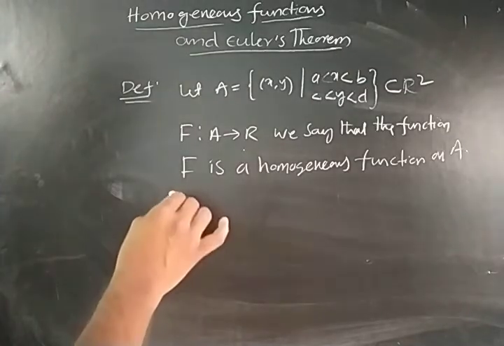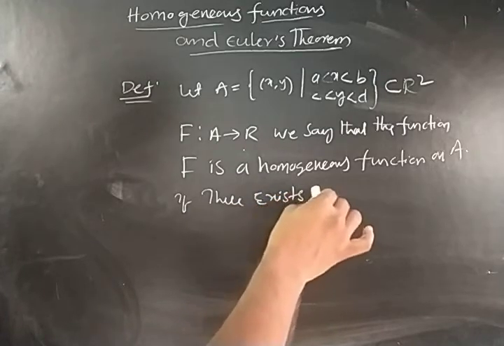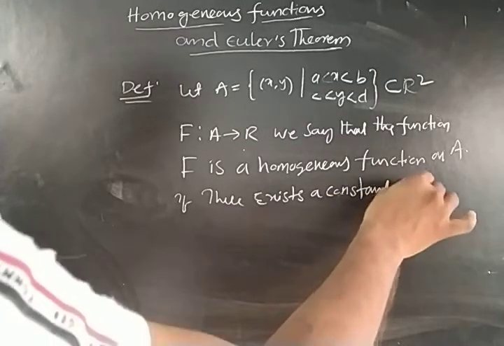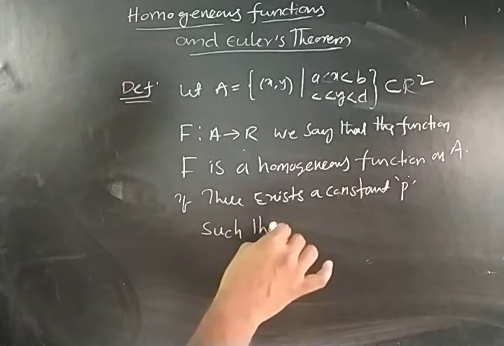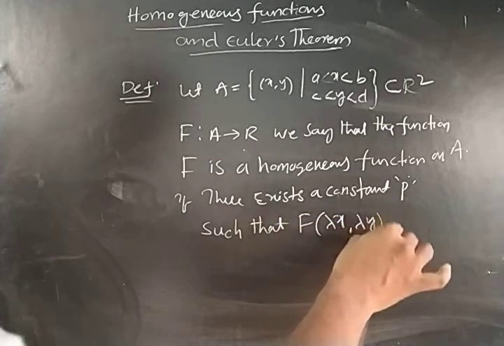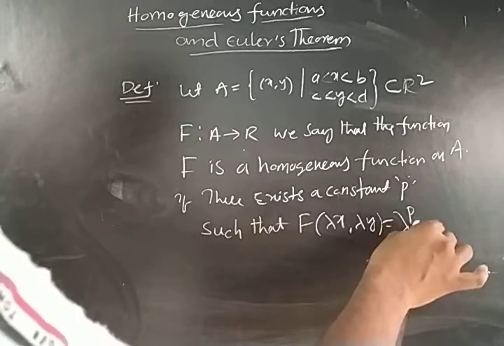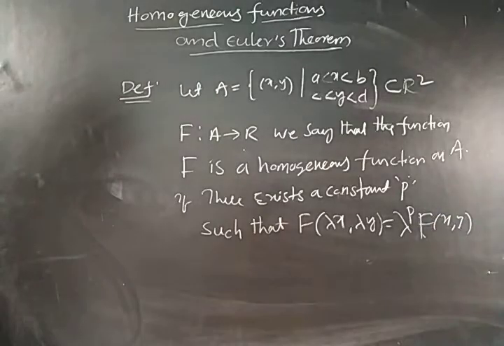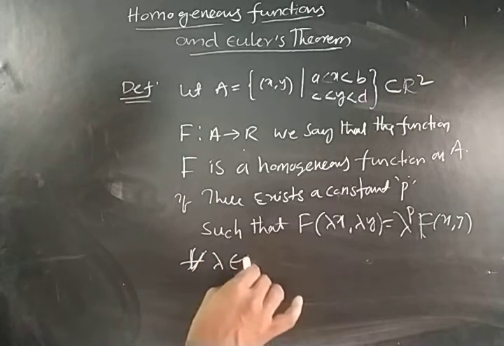If there exists a constant p, such that suppose in place of x and y you are substituting lambda x and lambda y, that equals, by taking lambda common, lambda power p whole f of x comma y, for all lambda belonging to real numbers.